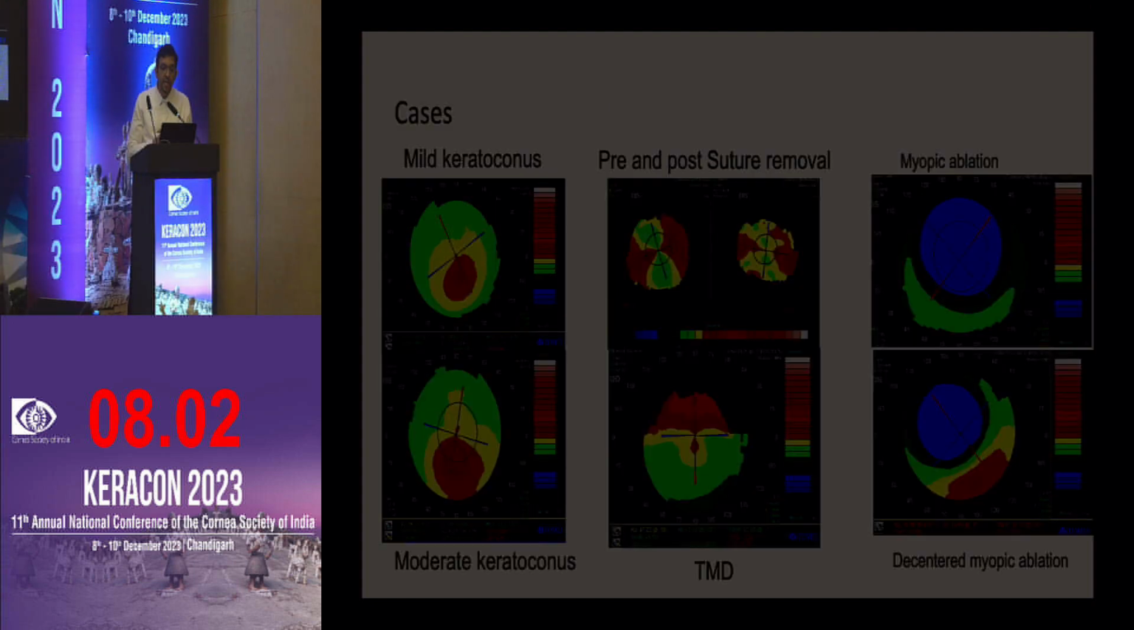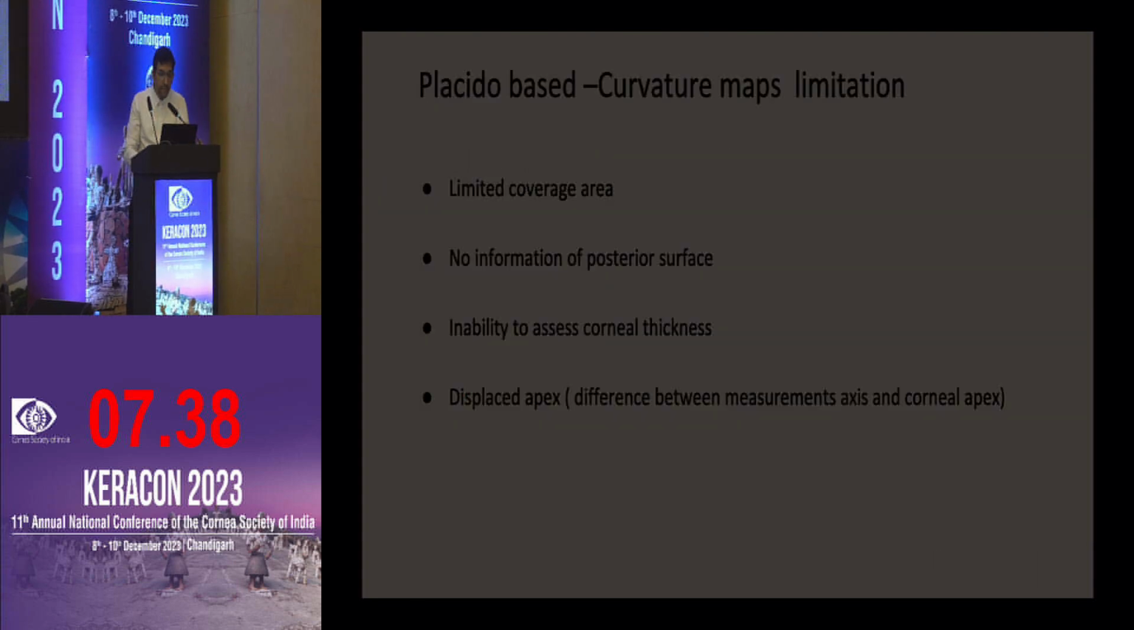So these are just representative samples of certain patients with mild or moderate keratoconus pre and post suture removal, where you can see an improvement in the astigmatism and the superior steepening which is seen in a TMD, and a post myopic ablation, one which is reasonably centered and one which is significantly decentered. Again, if you had put a tangential map, this difference of centration would have been a lot more obvious in this image.